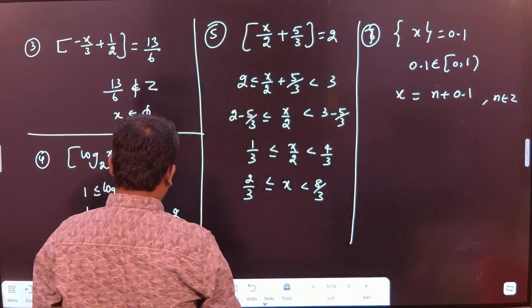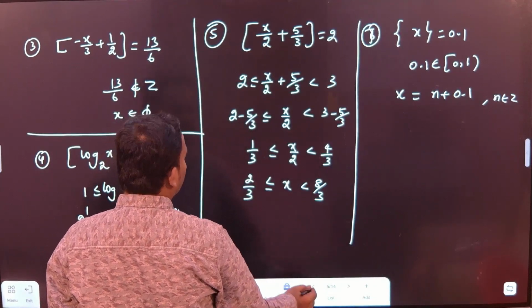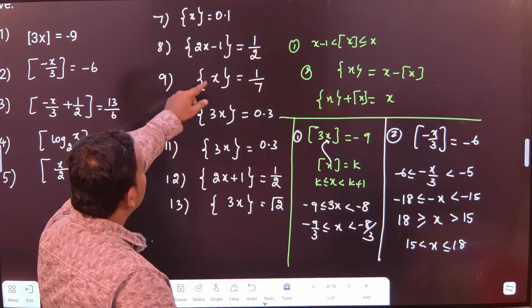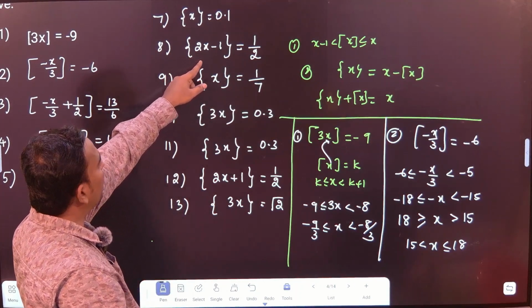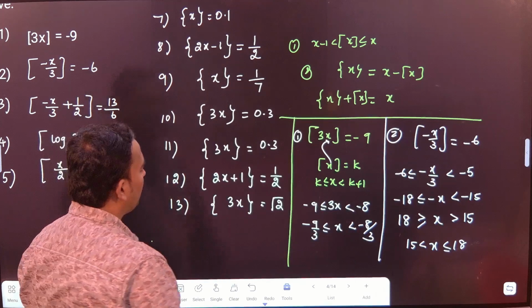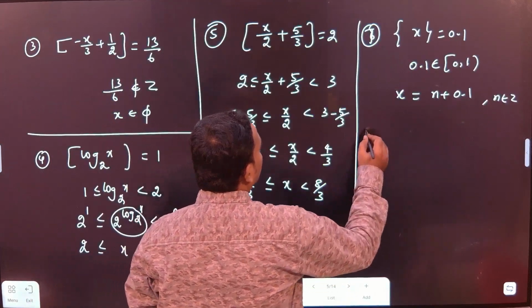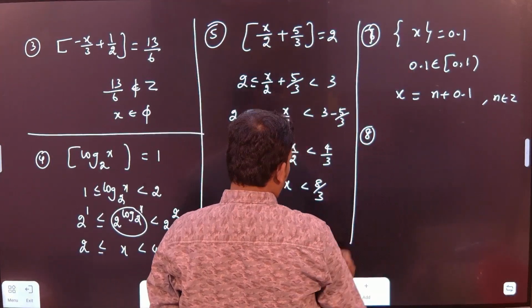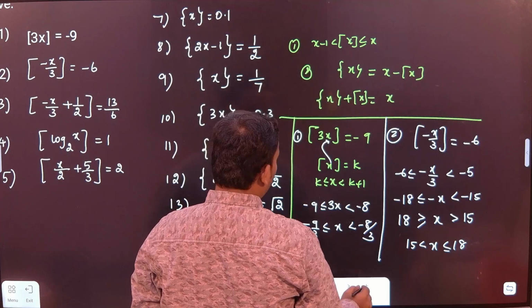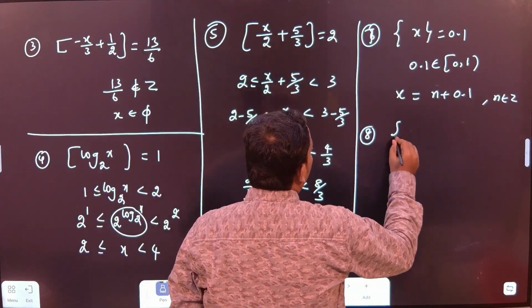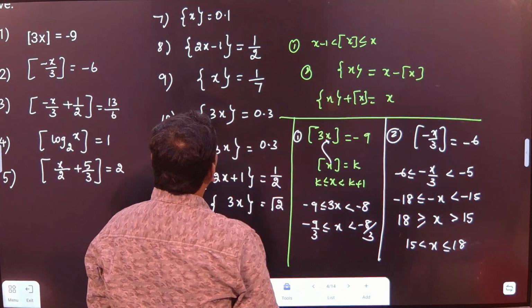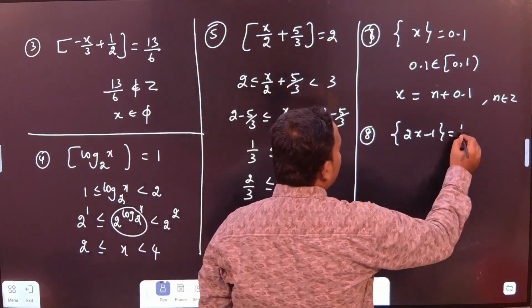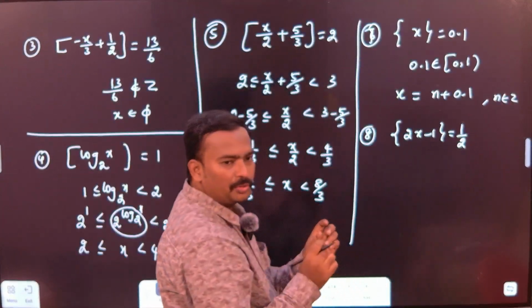Fine. Next, you can see the next question. I think you can do it easily, but I will do this one model. Fractional part of 2x minus 1 is equal to 1 by 2. How to do these questions?